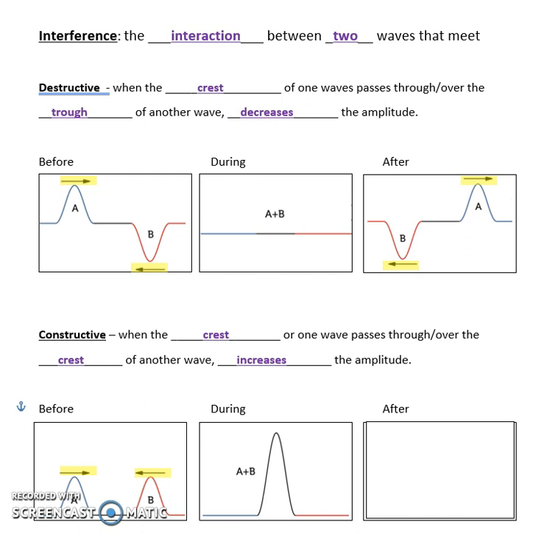During the interference, they're going to overlap, and our amplitude of A and B together is going to double because I have A and B both positive amplitudes. The waves are going to continue to move, and as they separate, they go back to their original size and then continue on in the path of their original direction.